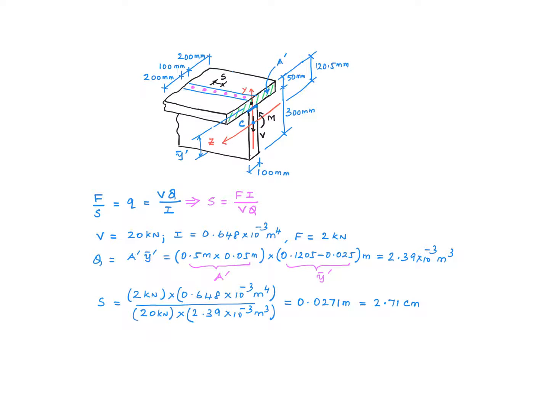So here are the details. You can easily follow the numbers, so I'll let you do that. We get a value of 2.39 times 10 to the minus 3 meter cube for Q. Now all we have to do is to substitute these numbers into this equation in order to calculate the nail spacing. So S equals F I over V Q. F is 2 kilonewton, I is 0.648 times 10 to the minus 3 meter to the power of 4, V is 20 kilonewton, Q is 2.39 times 10 to the minus 3 meter cube. So this gives us a spacing of 0.0271 meters or 2.71 centimeters.